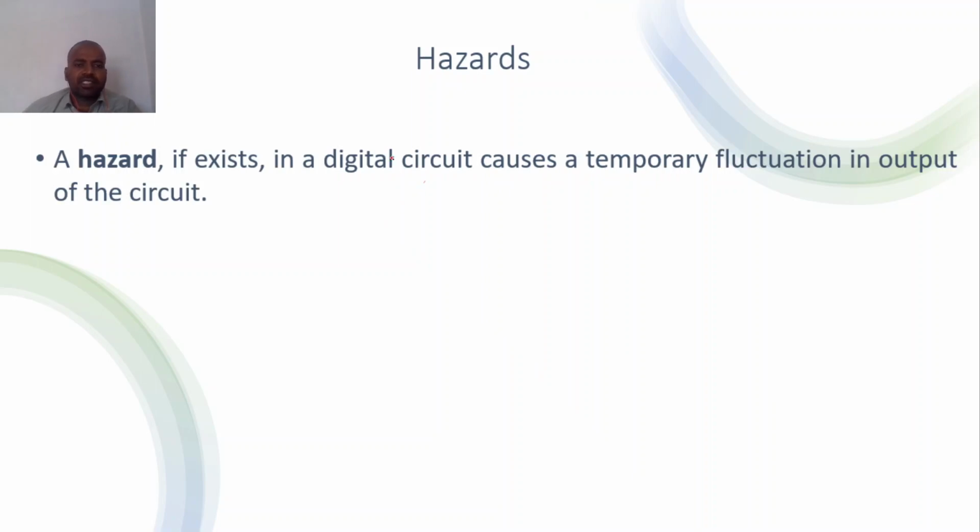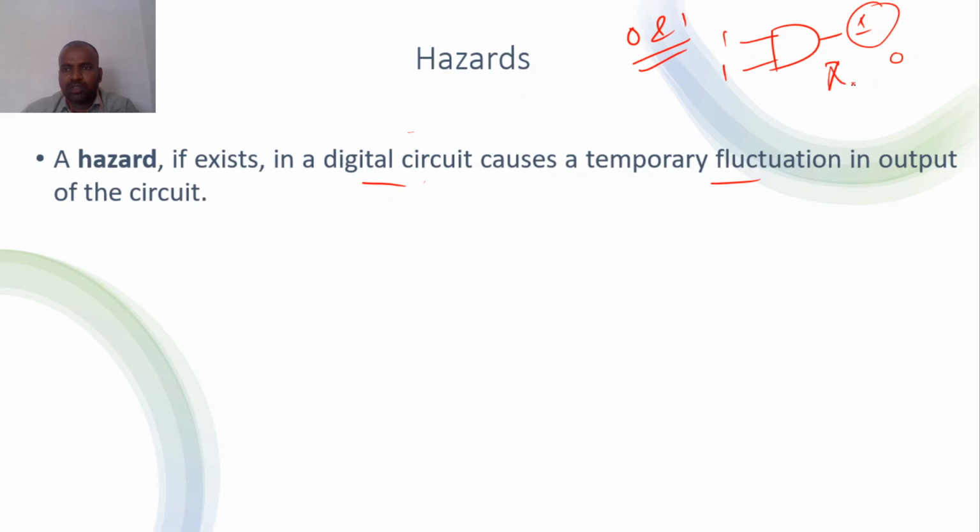Hazards, if they exist in a digital circuit, cause a temporary fluctuation in the output of the circuit. We know that in digital circuits only zeros and ones are used. Say for example, for an AND gate I am giving 1, 1, the output is 1. If suppose this 1 is not coming and the output 0 is coming, it means there is a problem in this gate. That is what a hazard is. Then what types of hazards there are, we need to identify with the help of some logic, which we are going to discuss now.